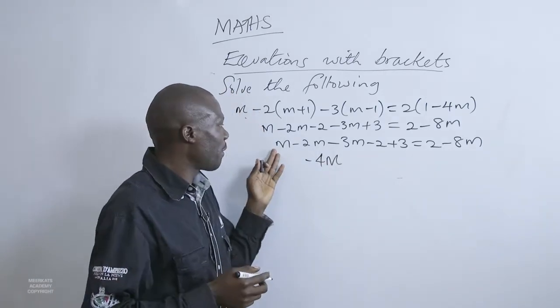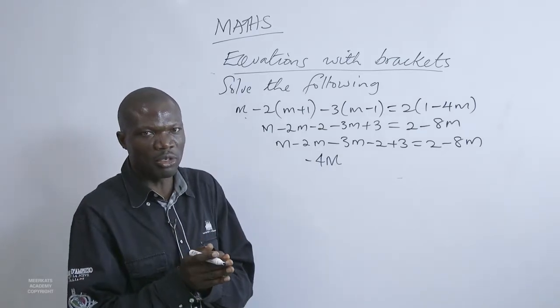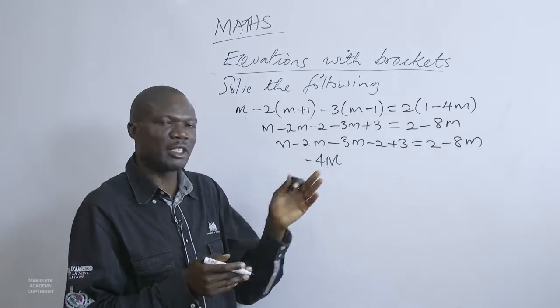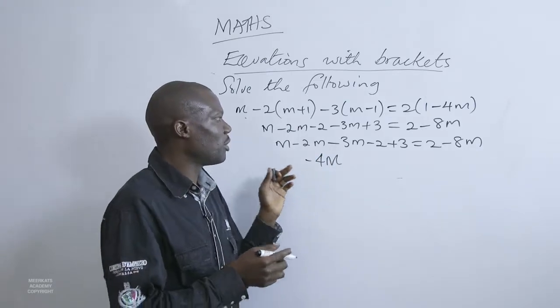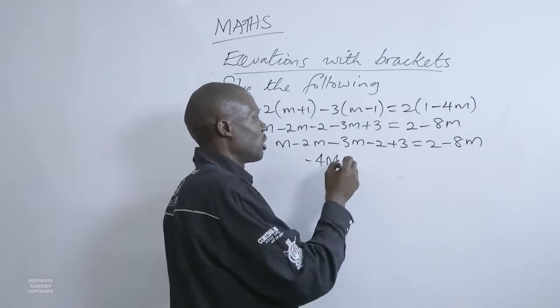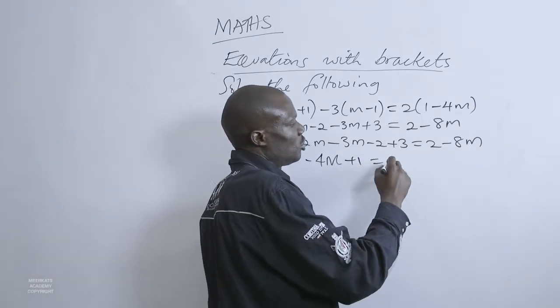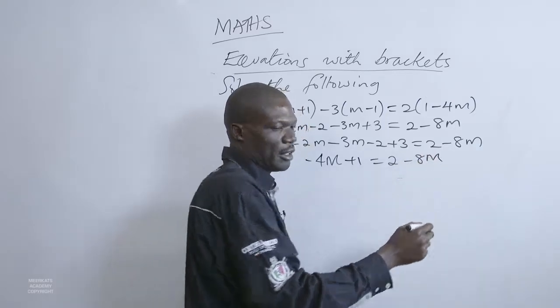Or we would say m minus 2m is minus 1m, which is m. Minus m minus 3m is minus 4m. Then minus 2 plus 3 is plus 1. On the other side, we have 2 minus 8m.